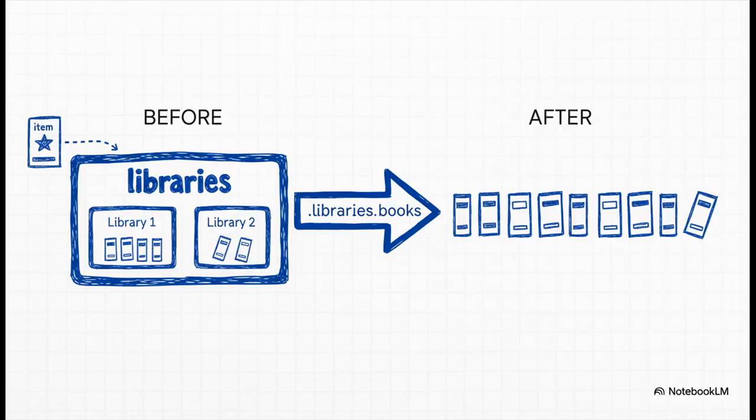And check this out. Here is a fantastic pro tip about that dot notation. It has a hidden superpower. It automatically flattens lists for you. So let's say you have a list of libraries, and each library has its own list of books. If you write item.libraries.books, you don't get a messy list of lists. Codex is smart enough to give you one single, clean list of all the books from all the libraries. It's so powerful.